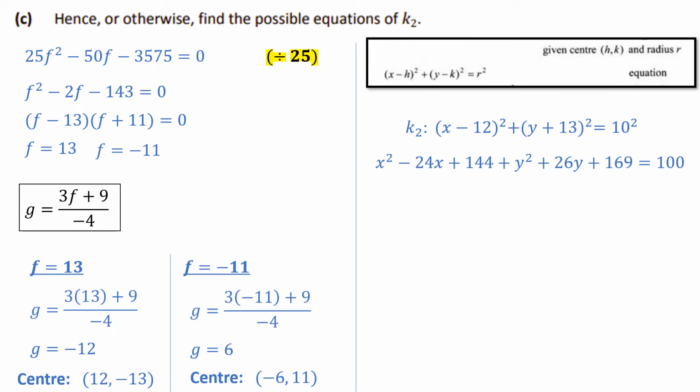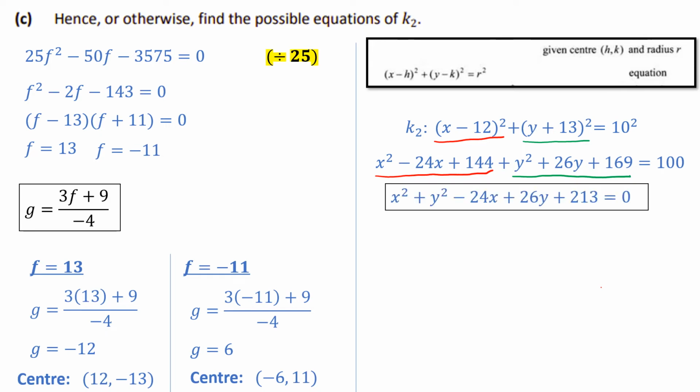Expanding that, I get x squared minus 24x plus 144. The second bracket, when I expand it, I get y squared plus 26y plus 169, and that all equals 100. Tidying that up, I get x squared plus y squared minus 24x plus 26y, and then 144 plus 169, take away that 100, I get 213 equals 0.